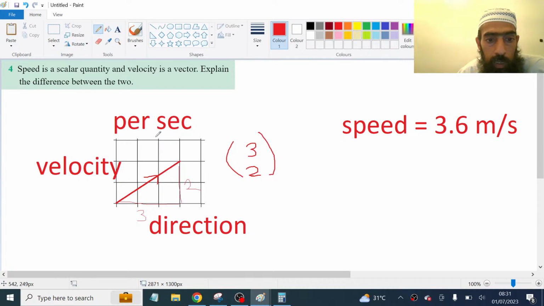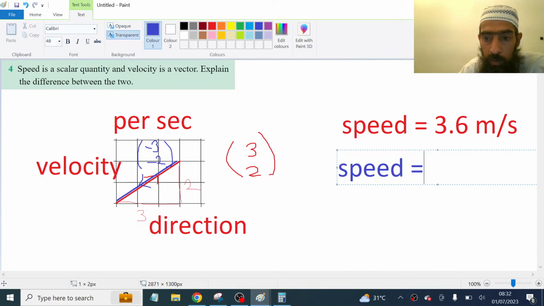What's important with velocity is that it can go backwards. So if I press the reverse button and I was to, in blue, go backwards, now I would say the velocity is minus 3, so for blue, it's minus 3, minus 2. It's going backwards. But with speed, there's no such thing as minus speed. So we would still say the speed for the blue vector is still 3.6 meters per second.